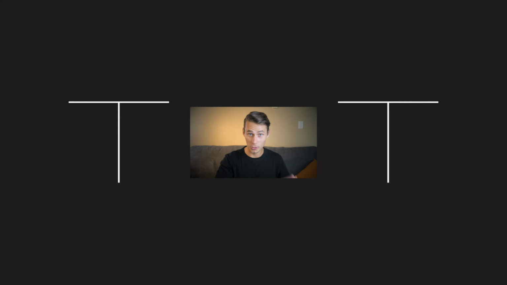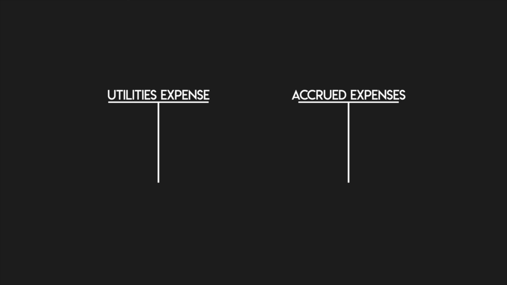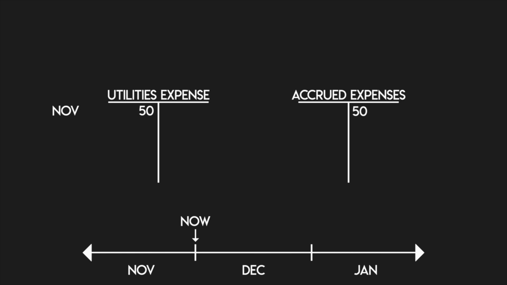We have two T accounts, the utilities expense account in the income statement and accrued expenses in the balance sheet. Remember, when using T accounts, debits always go on the left and credits always go on the right. We debit the left-hand side of the utilities expense account by $50, and we credit the right-hand side of accrued expenses in the balance sheet by $50. So we have accrued a utilities expense of $50 in our income statement for November.